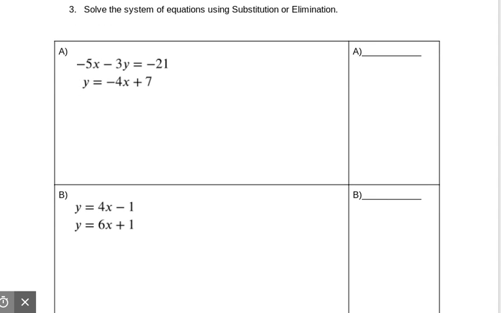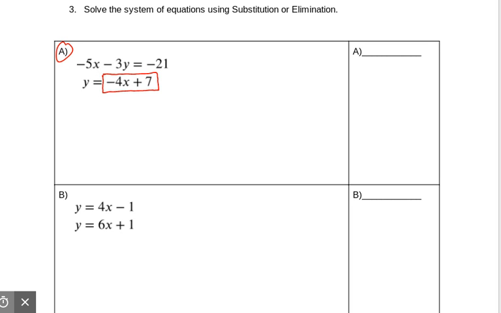All right, here's problem number 3. With these three, we're going to be using either substitution or elimination. Remember some of the things we've talked about. If you have a solved equation, that's when you want to use substitution. Otherwise, use elimination. So this first one, letter A, this bottom equation is solved. So there's my solved equation.